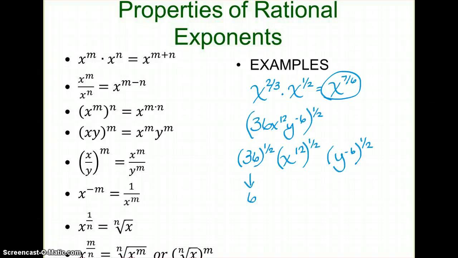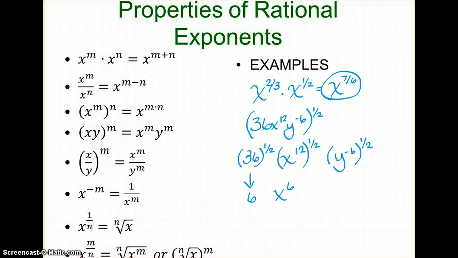Now the next part, if you look at it, x to the 12th to the 1/2 power, I need to look at my properties and see what property applies when you have a power inside your parentheses with an exponent to the outside. And that happens to be this property here. I have my power inside with my exponent over here, and it says to multiply the two together. So 12 times 1/2 is going to leave me with x to the 6th.